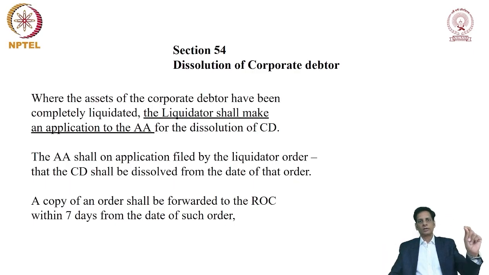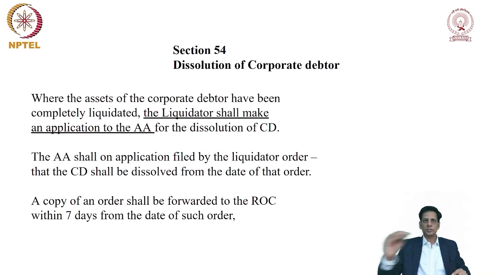So when the liquidator makes an application, the adjudicatory authority gives an order, and the order is delivered to the liquidator. The liquidator then will take this order to the ROC and inform the ROC that now he has to strike off the name of the company, and ROC will act on such order and strike off the name from the register. This is what brings an end to a company.